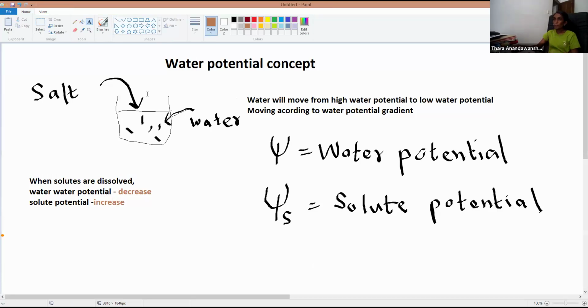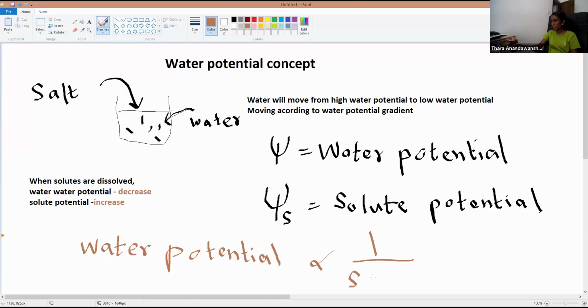So we must also know this: water potential is inversely proportional to solute potential. Am I correct here? Understood?